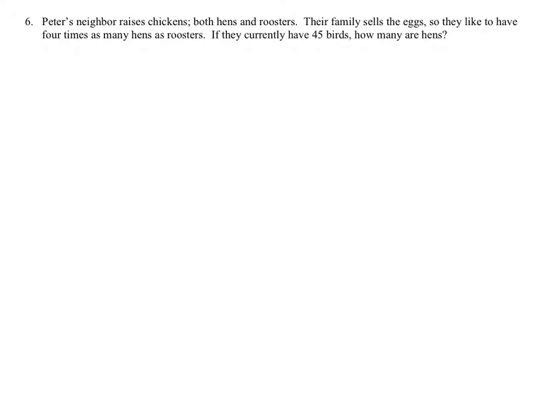Peter's neighbor raises chickens, both hens and roosters. Their family sells eggs, so they like to have 4 times as many hens as roosters. If they currently have 45 birds, how many are hens?